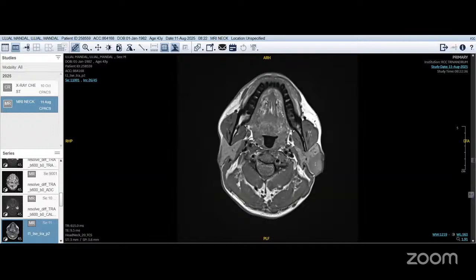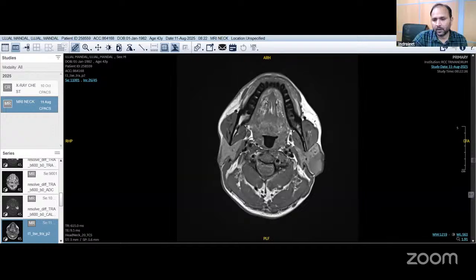Now you can say that it is in the superficial lobe. Why do you say it's in the superficial lobe? Sir, we can see the plane of the fasciovenous plane, sir, beneath the swelling. And secondly, sir, it is not involving the parapharyngeal space also, sir. It's purely superficial lobe, limited to superficial.